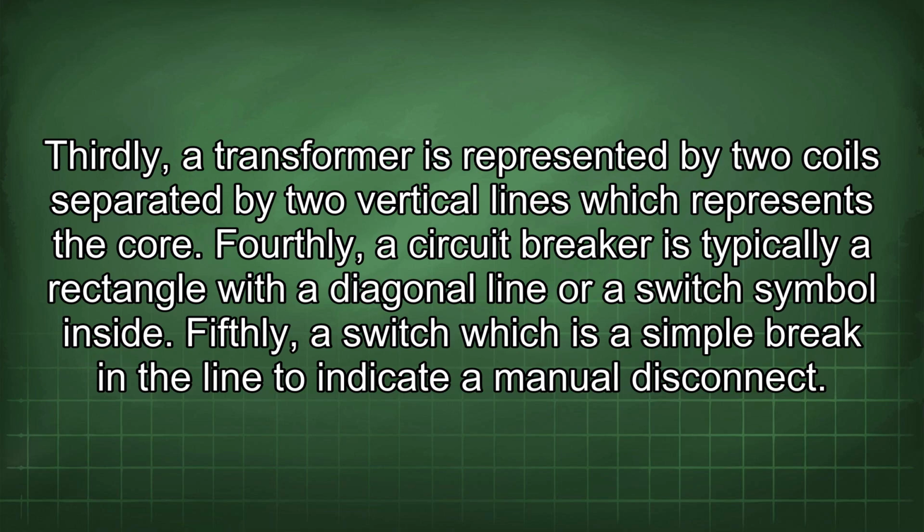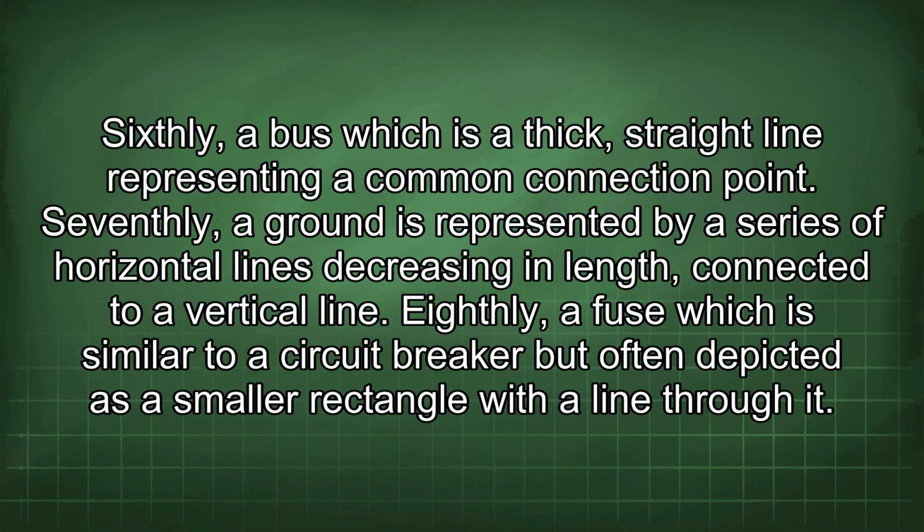Fourthly, a circuit breaker is typically a rectangle with a diagonal line or a switch symbol inside. Fifthly, a switch, which is a simple break in the line to indicate a manual disconnect. Sixthly, a bus, which is a thick, straight line representing a common connection point. Seventhly, a ground is represented by a series of horizontal lines decreasing in length, connected to a vertical line.